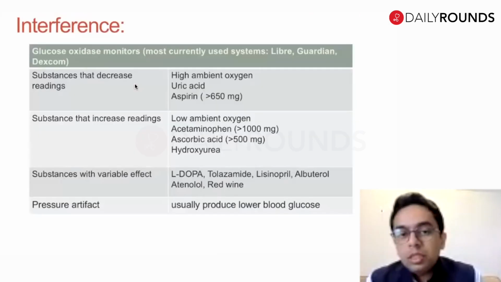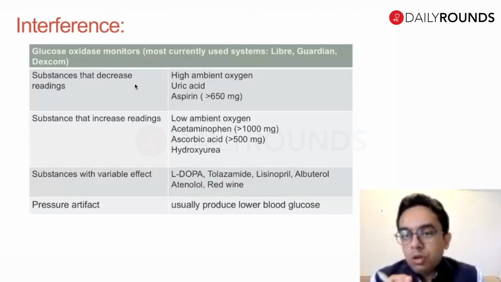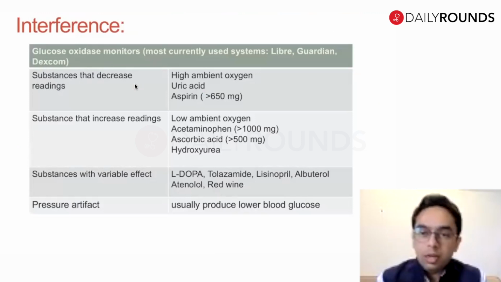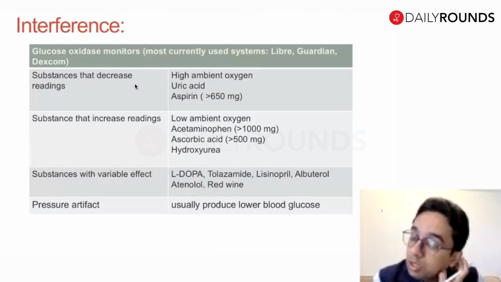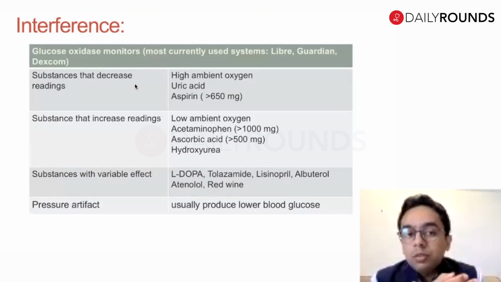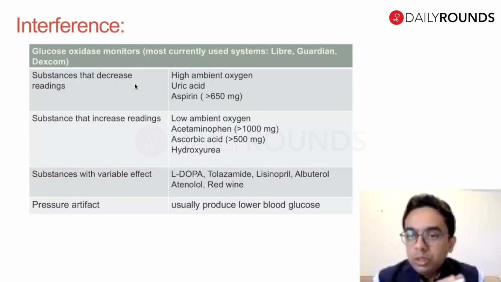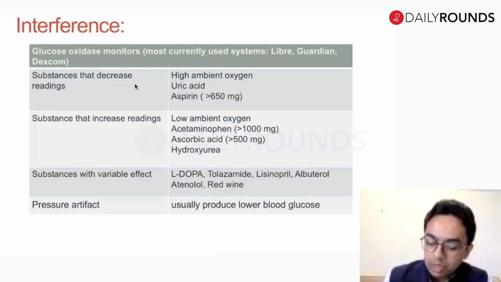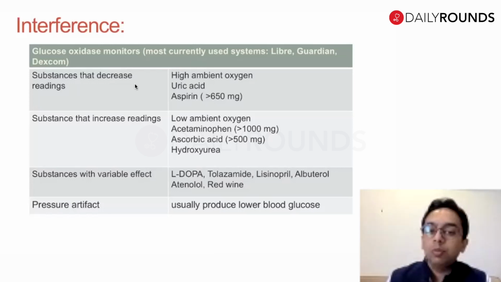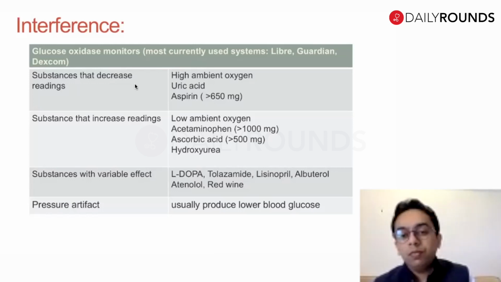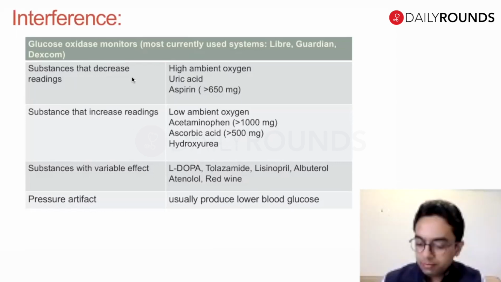This machine also can have interference. It's not that it's absolutely errorless. Depending on what machine you are using, what method you are using, most of the time it is glucose oxidase monitors which these sensors are using. So if there is high ambient oxygen, if very high doses of aspirin are used, if higher doses of acetaminophen or hydroxyurea are used, then there would be interference, and this can falsely decrease or increase your sensor readings.